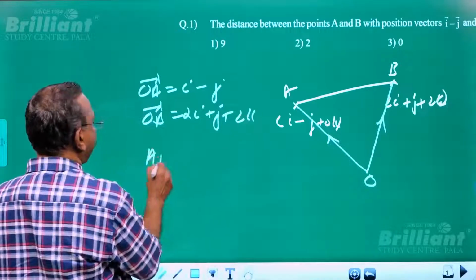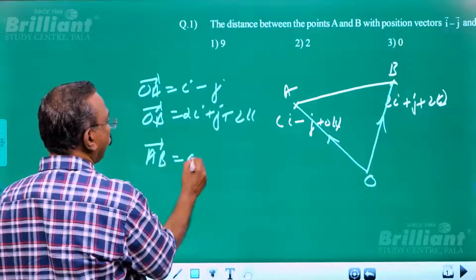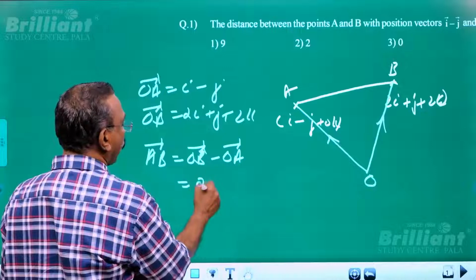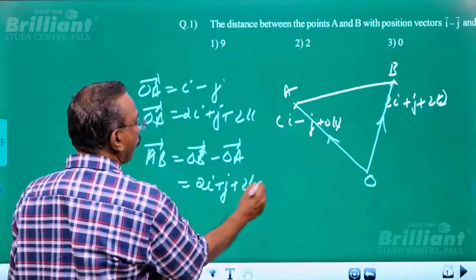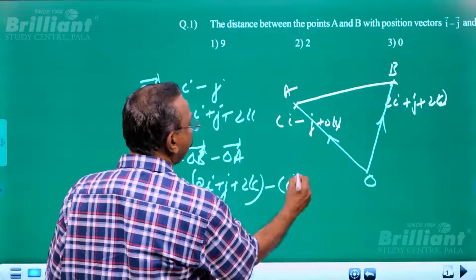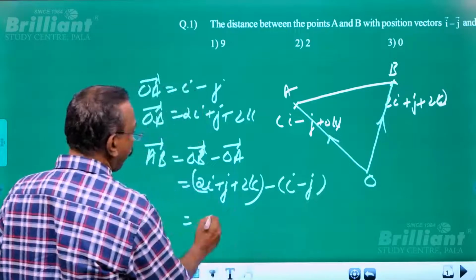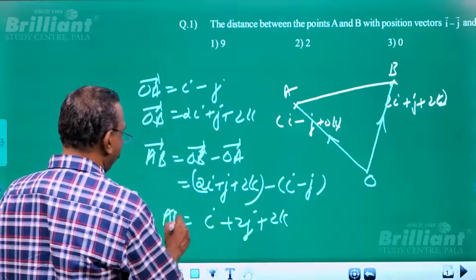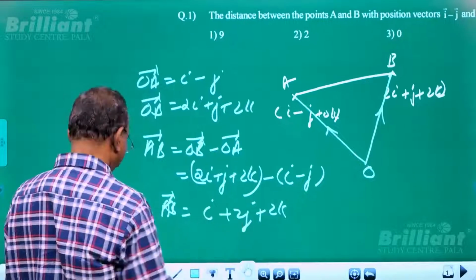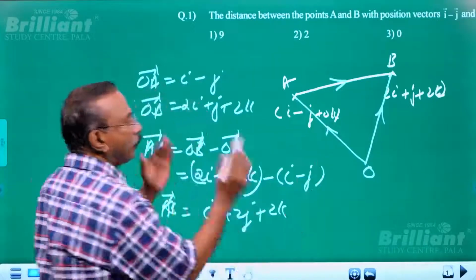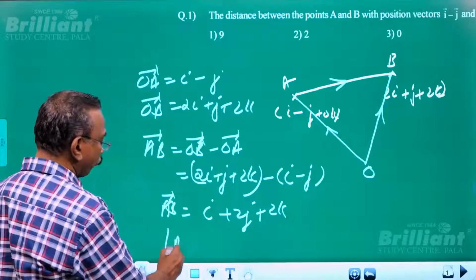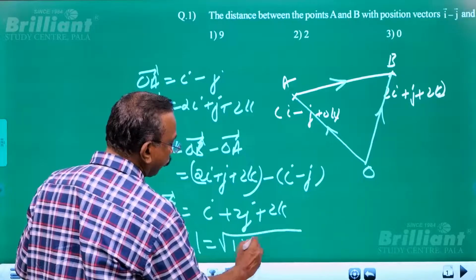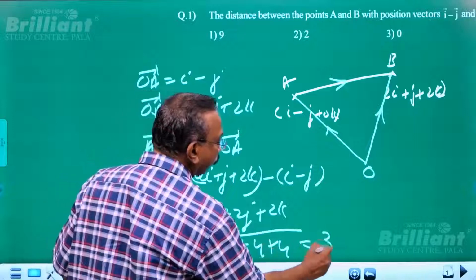So you want to find what is AB. This is the vector AB. AB is equal to OB minus OA. So it is 2i plus j plus 2k minus i minus j. It is equal to i plus 2j plus 2k, vector AB. Then this is actually a new vector. What about the distance between them? The distance is the modulus of that vector AB. This will be the square root of 1 plus 4 plus 4, which is equal to 3.